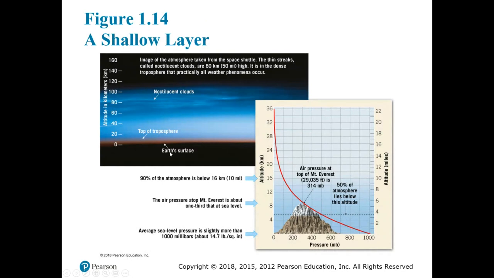So here we have the Earth's surface. We've got our altitude here in kilometers. So you can see this is what the atmosphere looks like from a space shuttle.